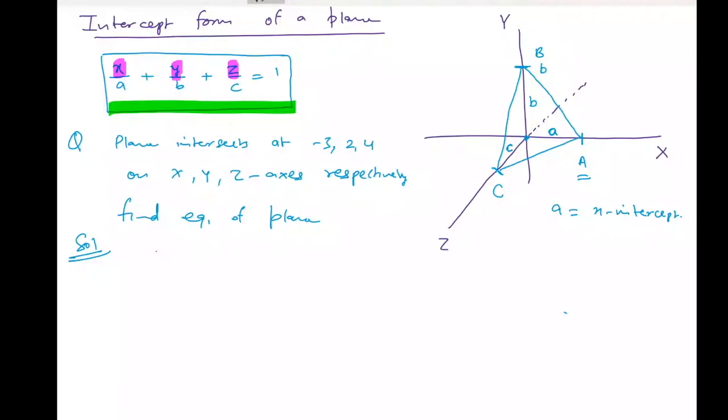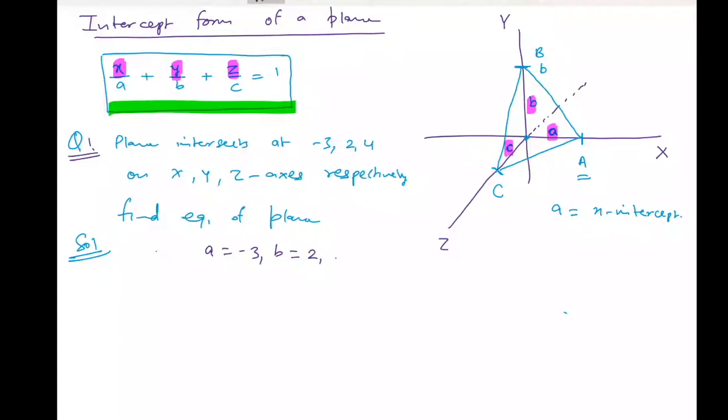Tanya, what is the value of A here, beta, for this question? A is nothing but... Sir, A is -3. Yeah, A is -3, and B is 2. And what is C, beta? C is 4. Okay, so these are intercepts on axes. So C is also given, that is 4.